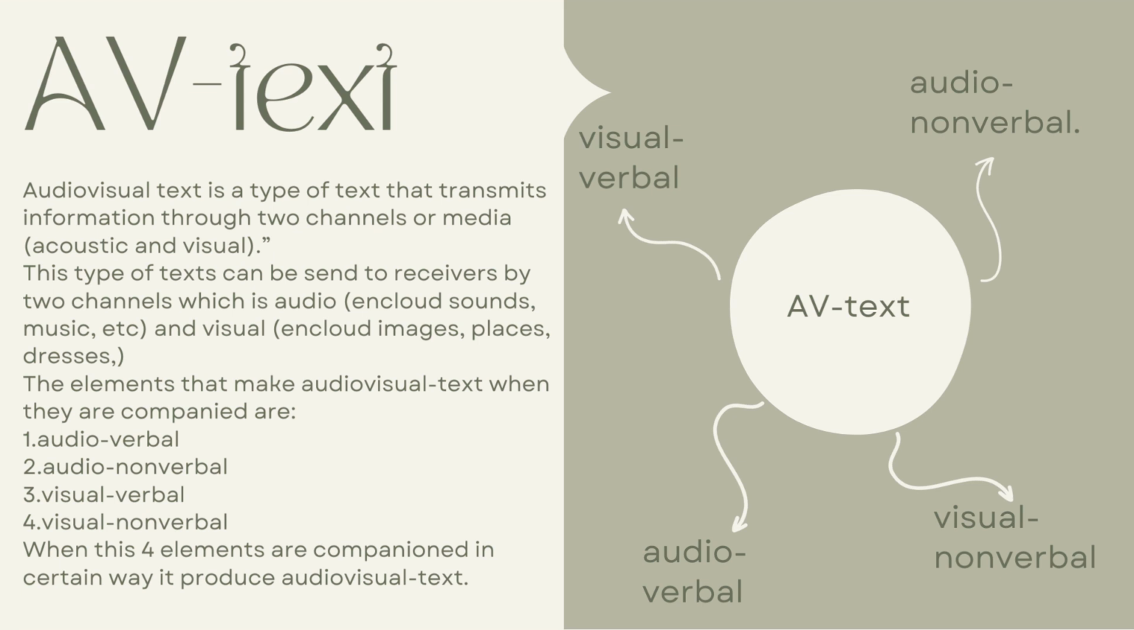Now we have the audiovisual text. Audiovisual text is a type of text that transmits information through two channels or media: the audio channel and the visual channel, the sound channel and the visual channel. This text is made out of four elements: audio verbal, audio non-verbal, visual verbal, and visual non-verbal.